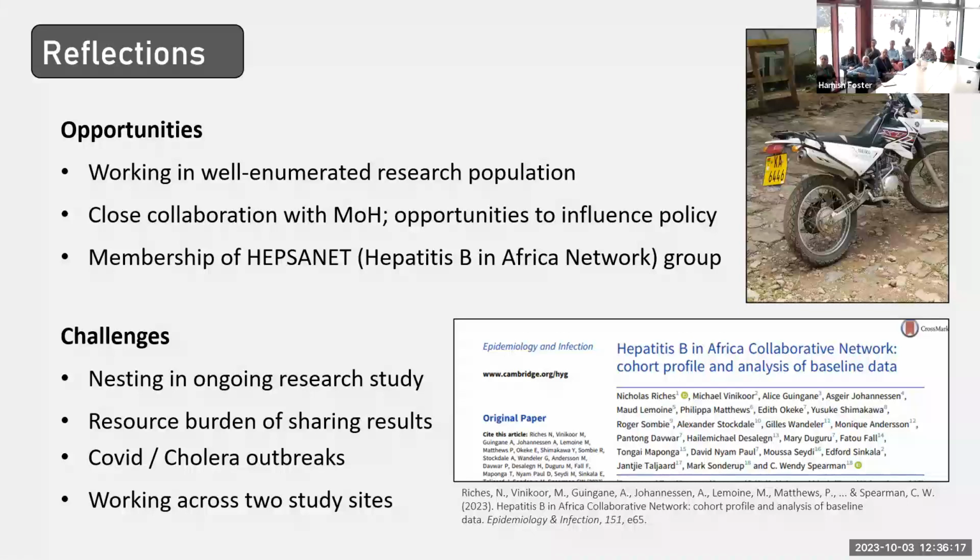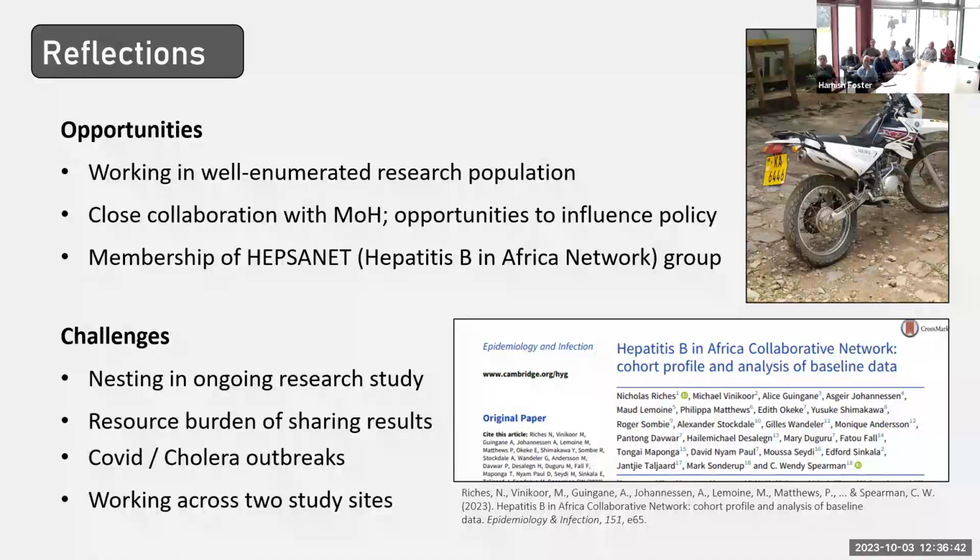And working with a lot of other colleagues, we've also managed to set up this group called HepsiNet. The paper in the bottom right has a bit more information about it. But it's essentially a collaboration of different hepatitis B cohorts in Africa. We've published a few papers already, which is just pooling, because the data is so sparse, trying to pool the data from different sites to come up with some broader recommendations.